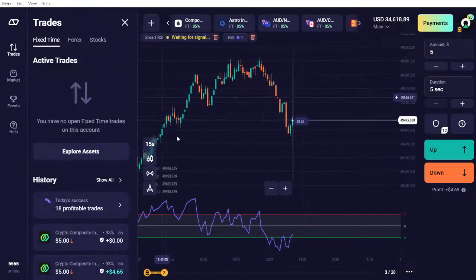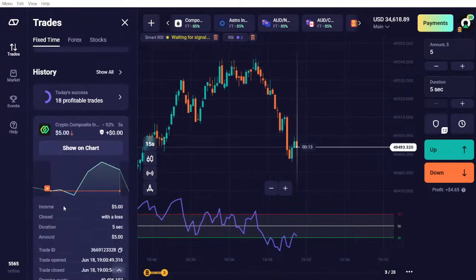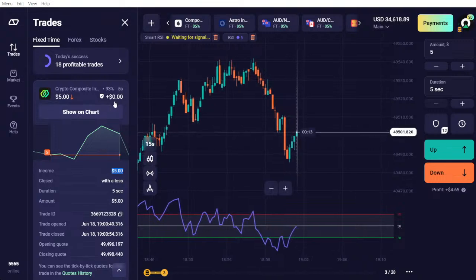So guys, for this trade I have used a risk-free trade. I have opened a trade in the downward direction, the market moved in the upward direction. So we were supposed to get a loss of $5, but we have got the refund of that. So if you check, +0 and -0 also.